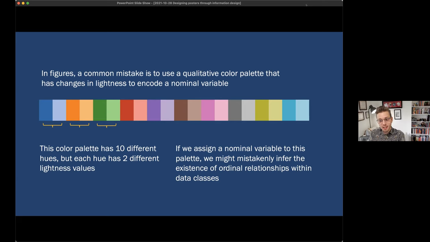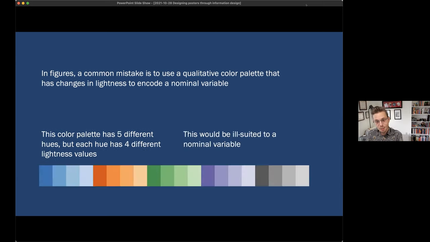So one common mistake is to use a qualitative color palette that differs by color hue to encode a nominal variable, but where that color palette also has changes in lightness. The reason why this is problematic is because in this color palette we see here, we have different color hues. We have blue, orange, green, red, et cetera. But inside of those color hues, we have different levels of lightness. And the different levels of lightness, because they have the same hue, will be grouped together in our perception.